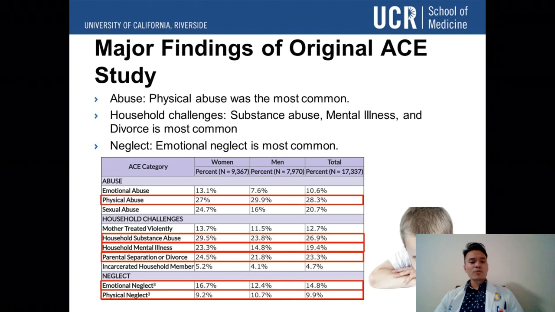They found that physical abuse was the most common kind of abuse. In terms of household challenges, substance abuse, mental illness, and divorce were the most common. And as far as neglect goes, emotional neglect is the most common. You can see the breakdown of the different categories here in the graph.